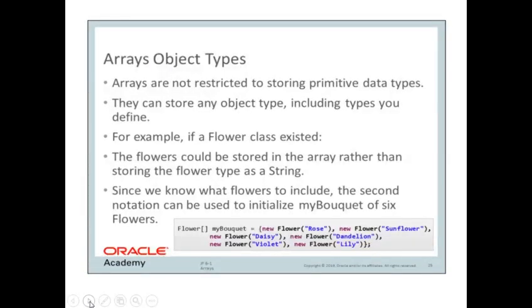Arrays are not restricted to storing primitive data types. They can store any object type, including types you define. For example, if a flower class exists, the flower could be stored in the array rather than storing the flower type as a string. Since we know the flowers to include, the second notation can be used to initialize myBouquet of 6 flowers.